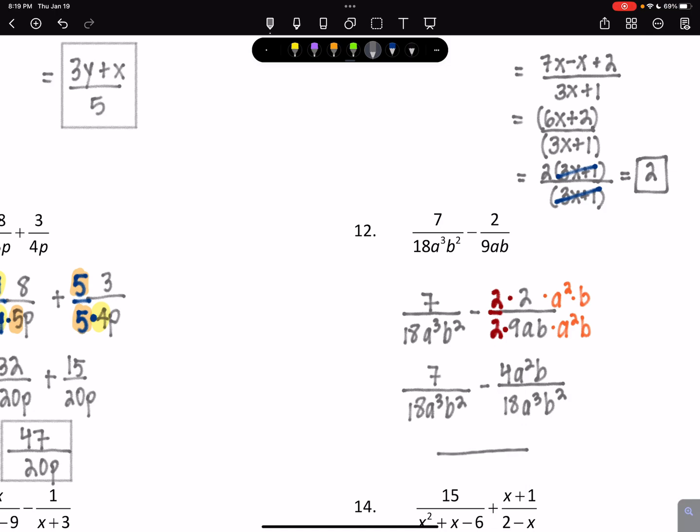We keep the denominator of 18a cubed b squared, and all we have is 7 minus 4a squared b in the numerator, and I'm going to put that in parentheses. Now I'm putting it in parentheses because it is in the numerator, and before we can cancel things out, if we're adding and subtracting in the numerator, we have to do that before we can start dividing. So you have to calculate that numerator. Well, we don't know what 7 minus 4a squared b is, so I'm going to keep it in parentheses, grouped together, and that would be our final answer.